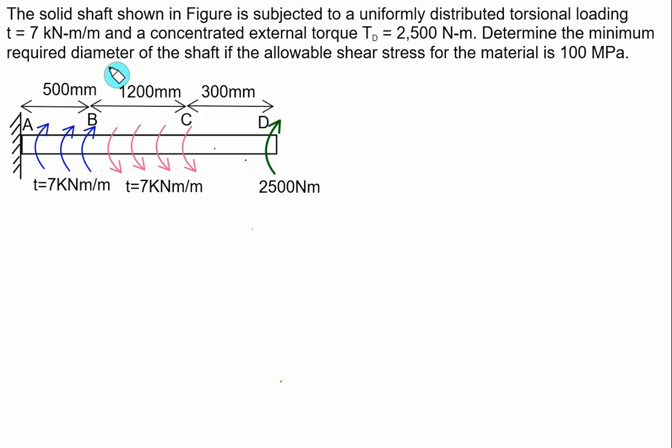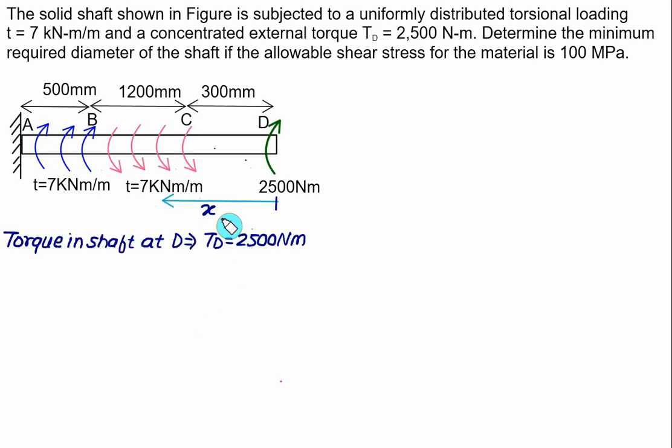Determine the minimum required diameter of the shaft if the allowable shear stress for the metal is 100 megapascal. So this value of 100 megapascal you have to assign the maximum value, and you have to find out whether the torque at A, at B, at C and D, which one is the maximum torque. So our objective here is to find out the maximum torque first. So again we set our axis at D and we can calculate the value of torque by method of integration.